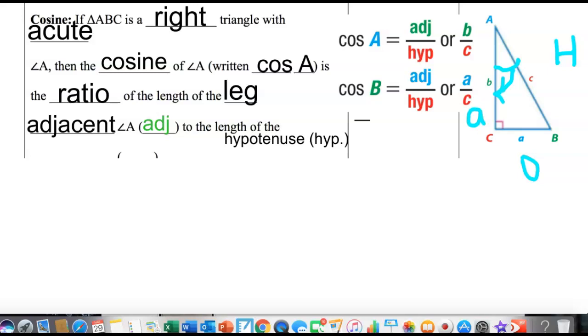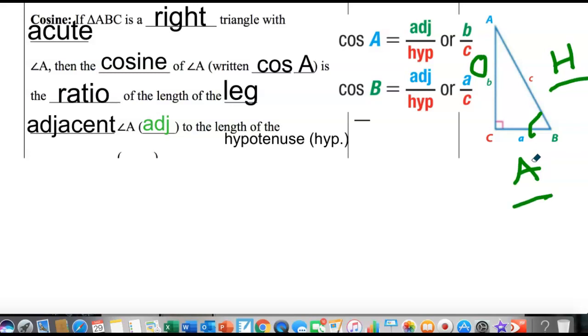If we change that just a little bit, let me go here and erase this for a second. So if we were to look at the other angle here, say angle B, and I'm looking at adjacent, here would be my adjacent, here would be my hypotenuse, and this side over here would be my opposite. So we would only use the A and the H in this case.